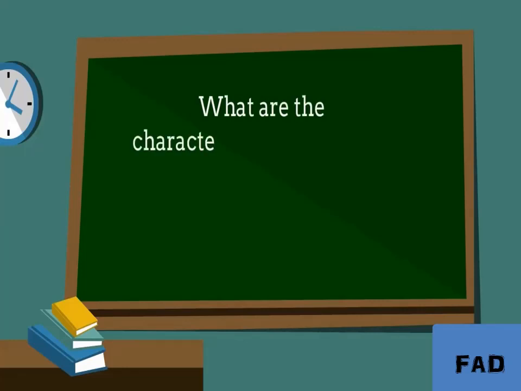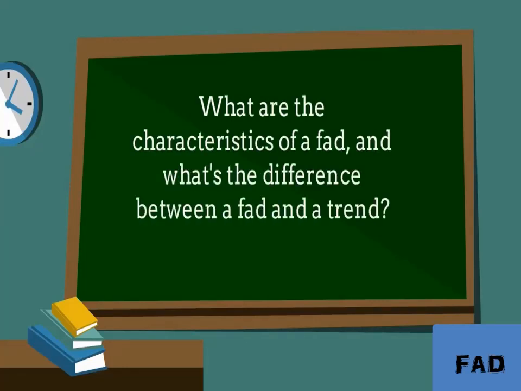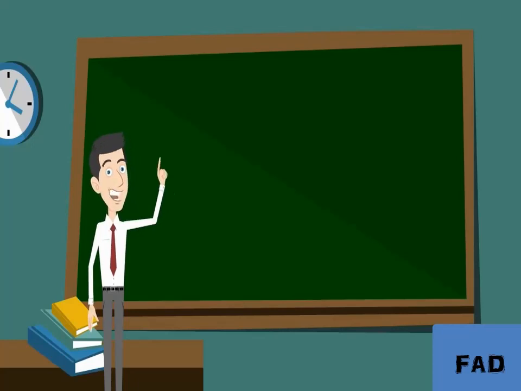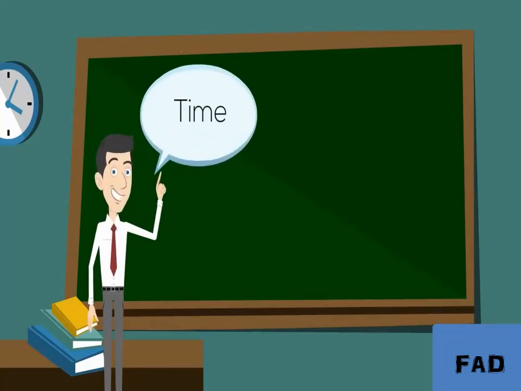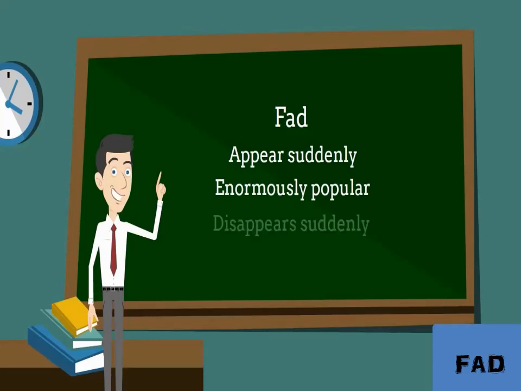What are the characteristics of a fad, and what's the difference between a fad and a trend? These are the questions we're going to consider together this afternoon. Well, the main difference, I think, between a fad and a trend concerns time. A fad is something that seems to appear suddenly. It quickly becomes enormously popular, then disappears just as suddenly as it came.